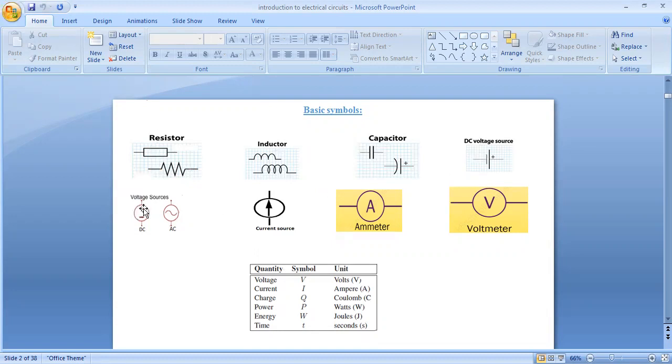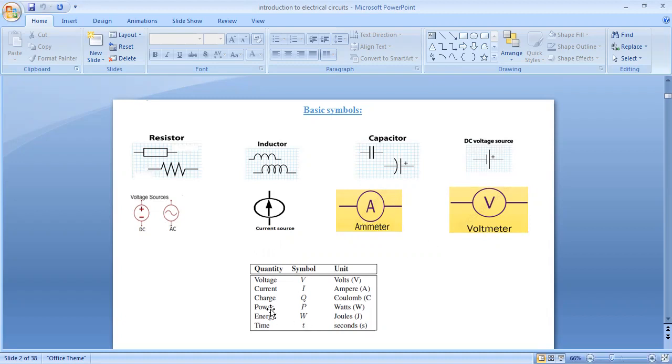And voltage sources. In this voltage source, we have DC voltage source and AC voltage source. DC means direct current voltage source. AC means alternating current voltage source, and this is a current source, and ammeter and voltmeter. This ammeter is used to measure the current and voltmeter is used to measure the voltage.